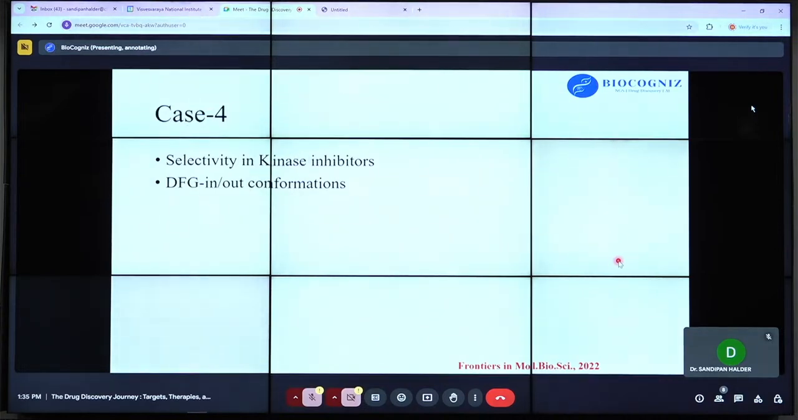Okay. Another interesting study, with which I will conclude this selectivity part, is more into selectivity issues again, but with kinases. It's a very interesting category. Kinase is a very broad family of proteins, with a unique feature called the DFG-in and DFG-out conformers, in other words open and closed conformations. We need to see which one is the active and which is the inactive conformer. And this is also from my work only.